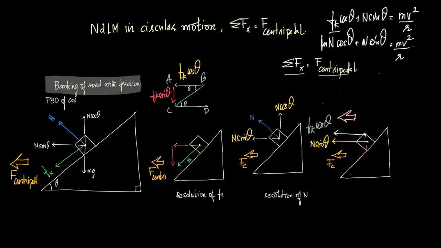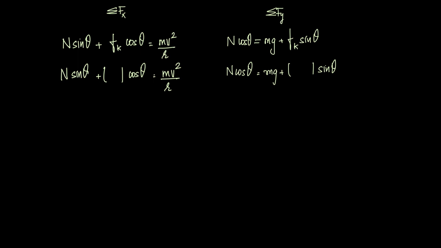Okay. Now let us bring these two equations together and then try to solve for the unknown variable, which is v here. So n sine theta plus Fk cos theta is mv square by r. We got it from solving the forces along the x direction. For the y direction, we have n cos theta is equal to mg plus Fk sine theta. And we know what is the value of Fk? It is mu k into n, right?